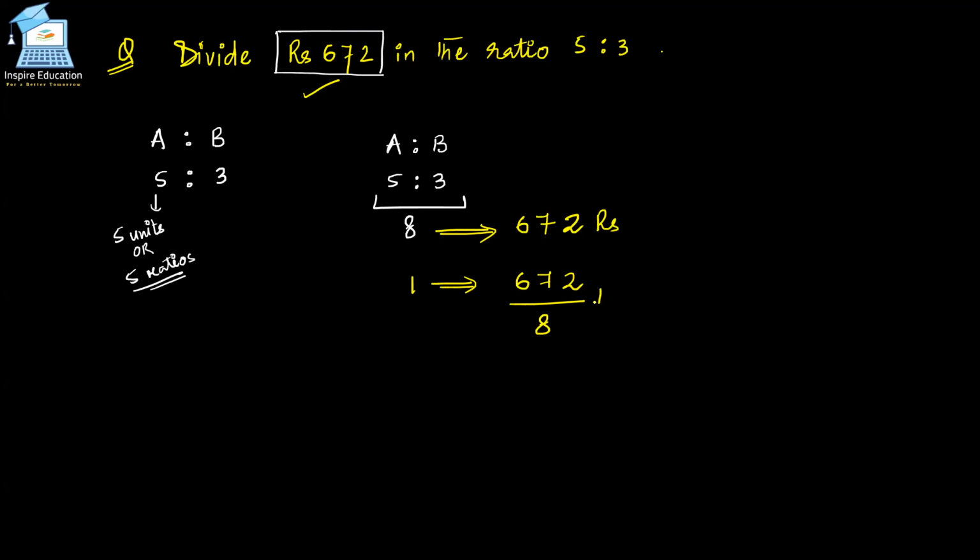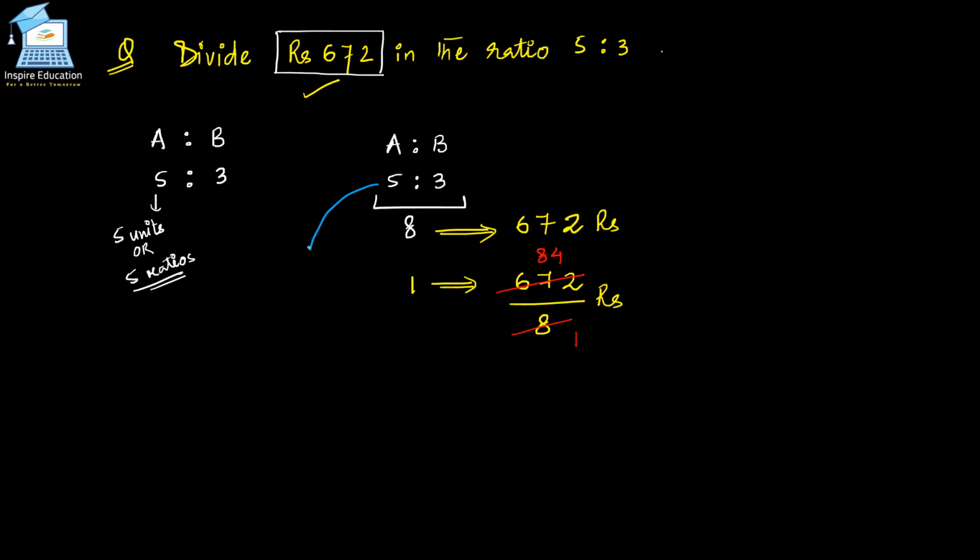672 by 8 rupees. You remember this kind of process, the unitary method we used to do in our childhood? If 8 chocolates cost 672, what is the cost of 1 chocolate? Just divide by 8. 8 into 8 is 64. We have 3 remaining. 3 and 2 is 32. 8 into 4 is 32. So 1 is 84. The value of 1 is 84.